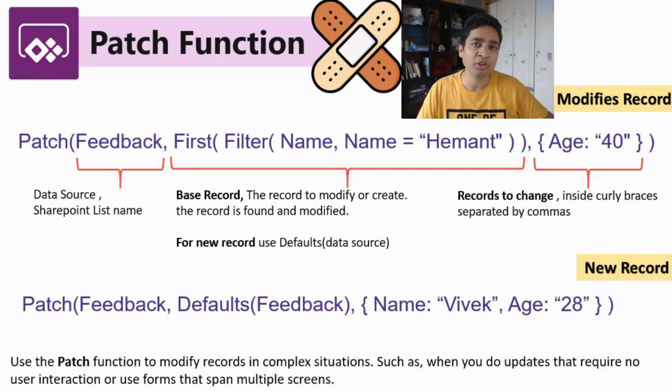Another example can be when you want to add or modify a record in a data store without any user interaction. So basically you don't have any button or any edit forms. In those kinds of scenarios, when there is no user interaction but you still want to update or add a new record into the data store, the patch function would be beneficial. Now we'll be doing a demo on this, and that demo will show how you patch values when you are using multiple screens.